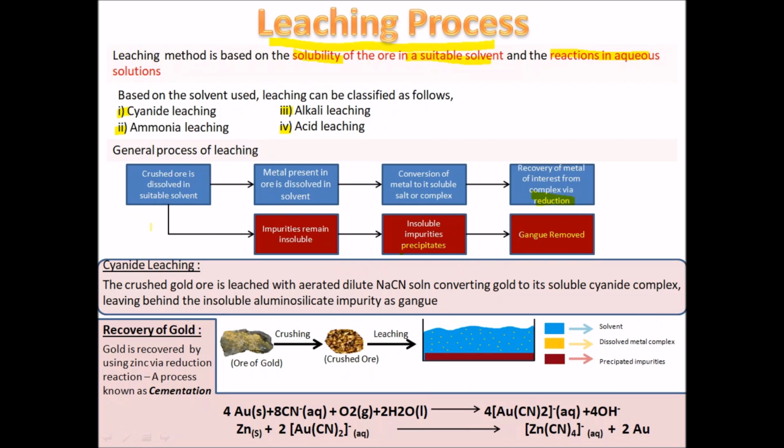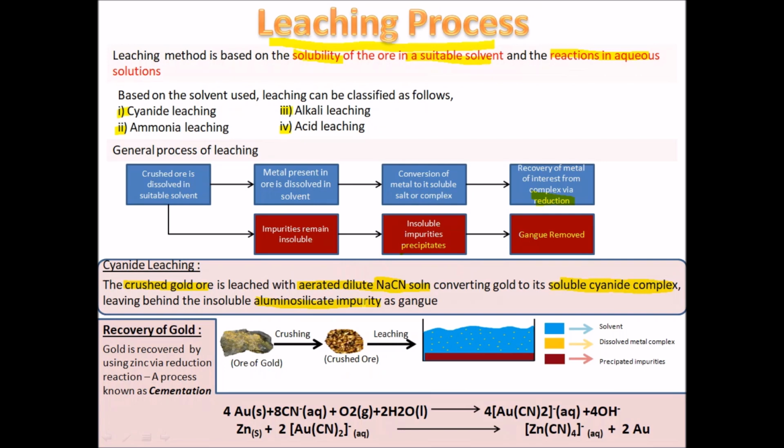In cyanide leaching, let's take an example of the crushed gold ore. This crushed gold ore is leached with aerated dilute sodium cyanide solution. Aerated means oxygen is being added into it, and it is an aqueous solution, so water is being included. This converts the gold into a soluble cyanide complex, and leaves behind the insoluble gangue particle, which is called aluminium silicate, an impurity.